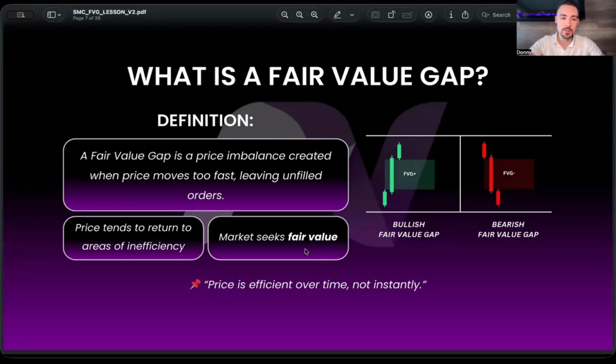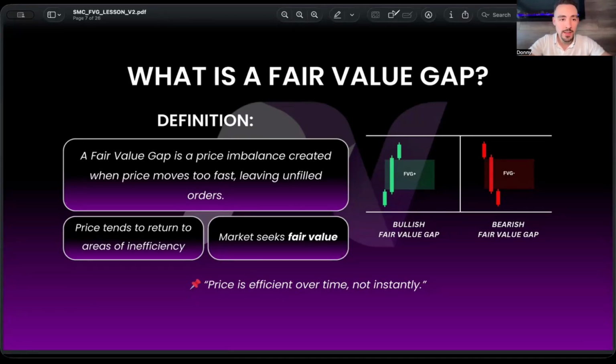If you've ever experienced slippage with your stop loss, your TP, or even your entry, that is essentially what a fair value gap is. It's when price moves so quickly through an area that it's not properly filling you at the price that it should be, given that you have a pending order set at a certain price.